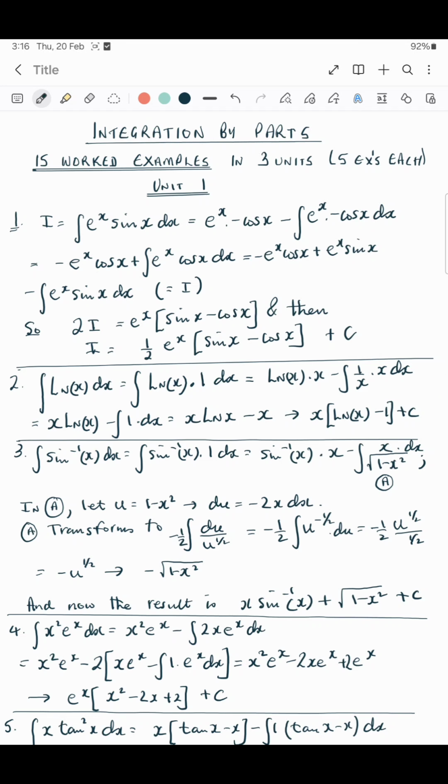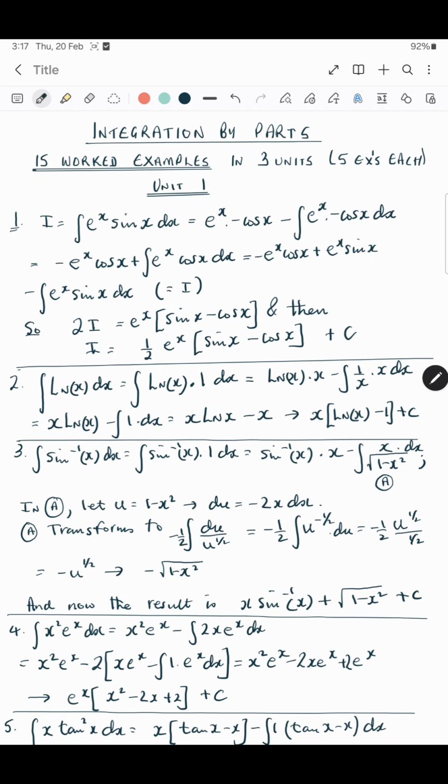On the second one, we just want to integrate log n of x. And we write that as log n of x times 1. Bearing in mind that 1 is still a function of x, being equal to x to the power 0. So carrying out the integration by parts again, we'll have the first, which is log n of x, times x, which is the integral of 1, and then minus the integral of the first differentiated, which will be 1 over x, times the second integrated, which is x.